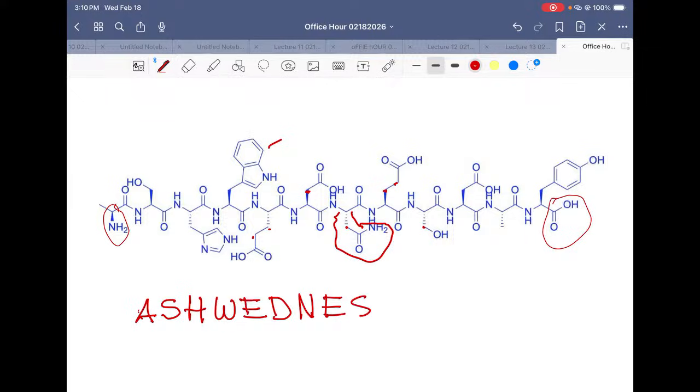Serine again. Another aspartic acid, which is D. Another alanine here. And the last but not least, tyrosine. So Ash Wednesday. I've always shown this peptide in classes because it makes some sense.